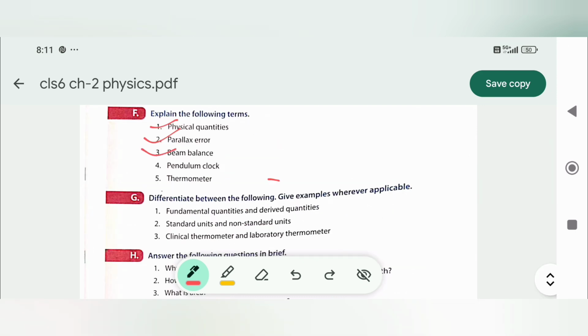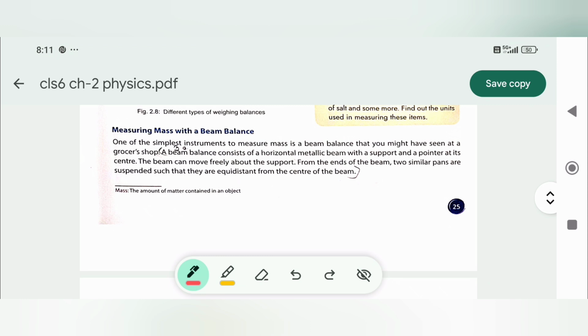Next is beam balance. So a beam balance consists of a horizontal metallic beam with a support and a pointer at its center.